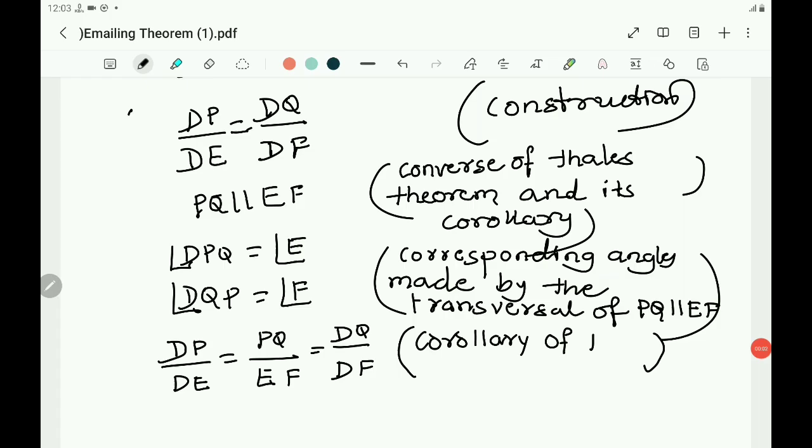Corollary of Thales theorem. So you consider this one first, this one you consider second, and this one you consider third.